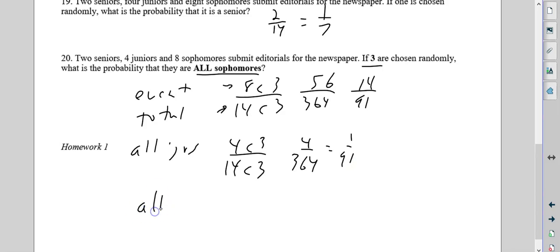And just for the heck of it, all seniors. Now remember, we're choosing 3, but there's only 2. So that's not possible. You cannot pick all 3 from the senior class. And that's it.